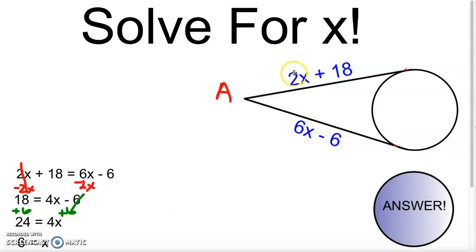So if I plug that back in, I get 2 times 6, which is 12, plus 18 would be 30 units here at the top. And then if I plug in my 6 here, 6 times 6 would be 36, minus 6 would be 30. So I'd have 30 units on both the top and bottom of this, right?